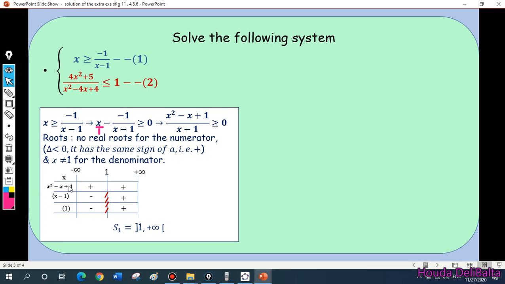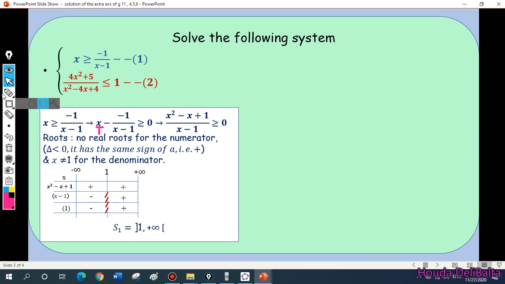Now we put the first one, the numerator, on the table. This has no roots, and we put pluses for it because it's always positive, as we mentioned here. For the denominator, x minus 1, the only root is 1. Because it's linear, before the root we put the opposite sign of a, and after the root we put the same sign of a. Thus we put minus and plus. Now plus times minus is minus, plus times plus is plus. So for this expression, we need greater or equal to 0.